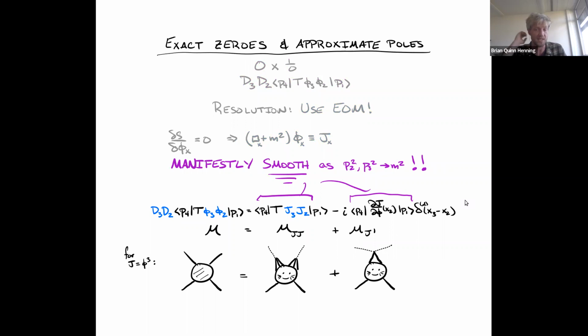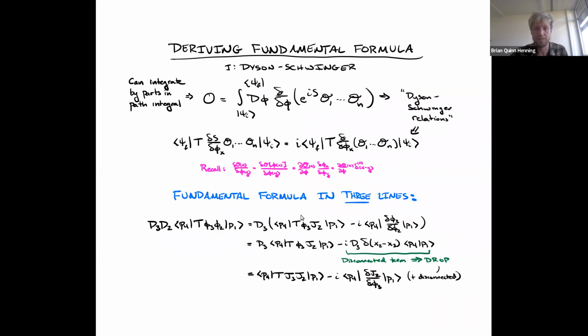But the whole point of this is that these objects are manifestly smooth as everything goes on shell. So you're already actually using the LSZ truncation, amputation, that's what I'm looking for. And so now we have smooth objects numerically that will give us access to the S matrix.